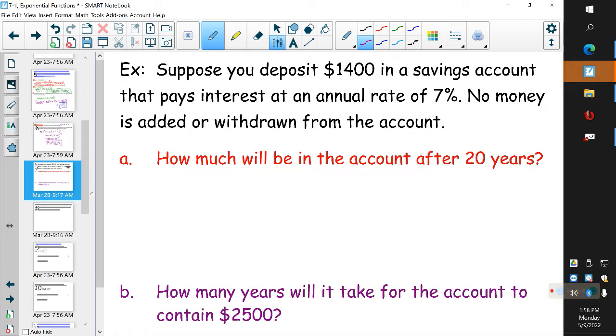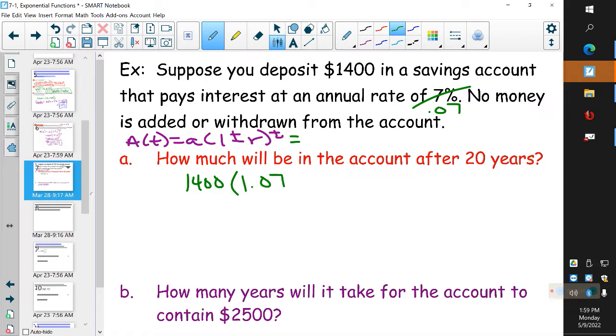Suppose you deposited $1,400 in a savings account that pays interest at an annual rate of 7%. Now, again, your brain needs to say that you're using this lovely little function. Is this growth or is this decay? Growth. So, what we actually are going to be having here is going to be my initial amount, which is what value? 1,400. And then I am growing 7%. So the 7% turns into what? 0.07. So this is 1.07.